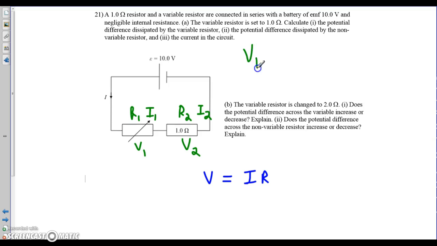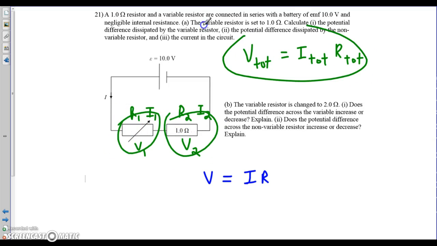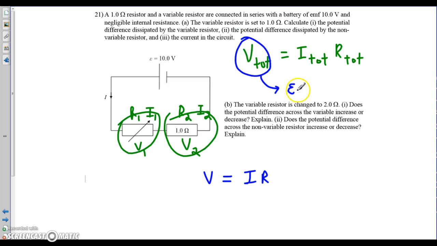The total potential difference that's dropped in a circuit is equal to the total current times the total resistance of the circuit as a whole. So you can apply the equation V equals IR not only to individual resistors like this resistor and that, but also to the entire circuit as a whole. And of course, where does that potential difference, the potential difference that we drop in the resistors, come from? It's supplied by the EMF. So these two things are equal.